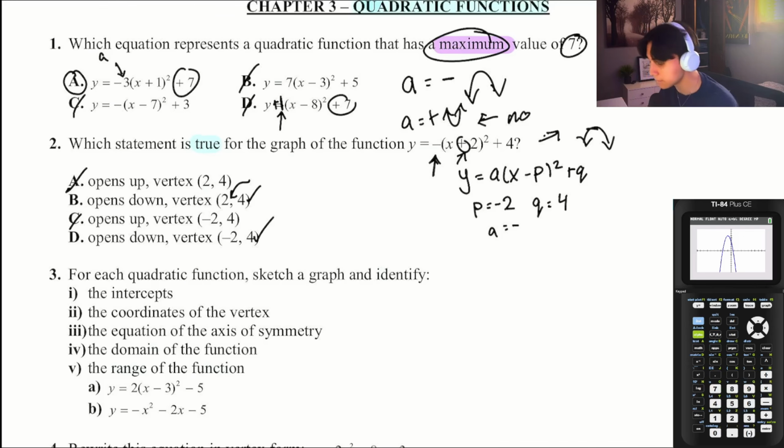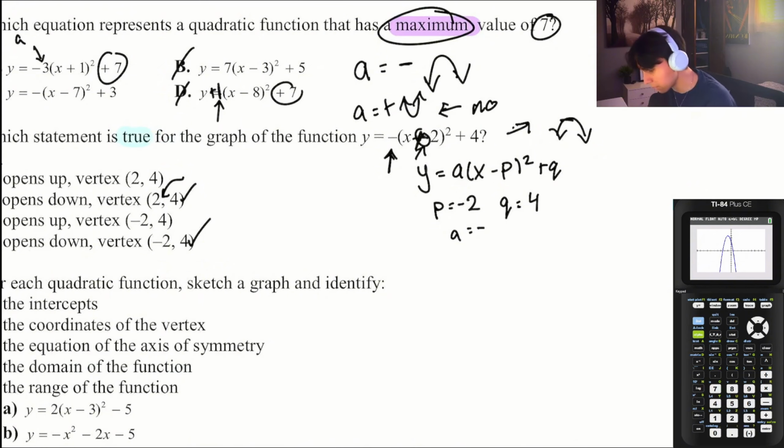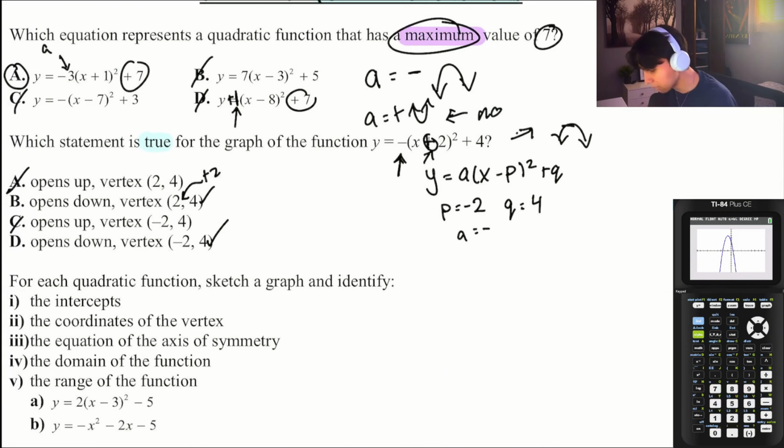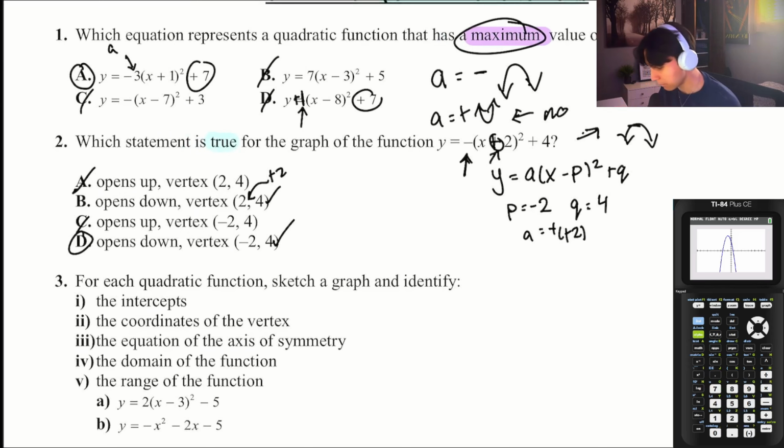If our equation didn't have this plus sign here, then we would have a positive 2. But since it does have the plus sign, that means we plugged in a negative 2 to get that plus sign. So that means D is our only right answer here. Because our parabola opens down, which means our a value is negative, which it is.